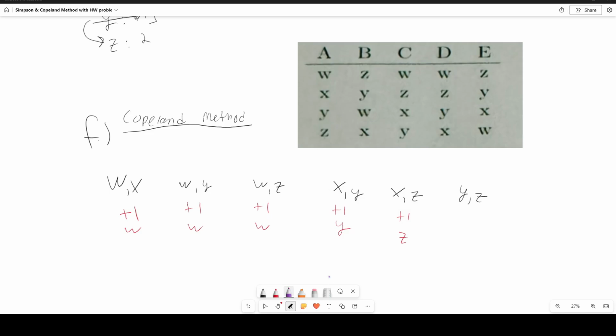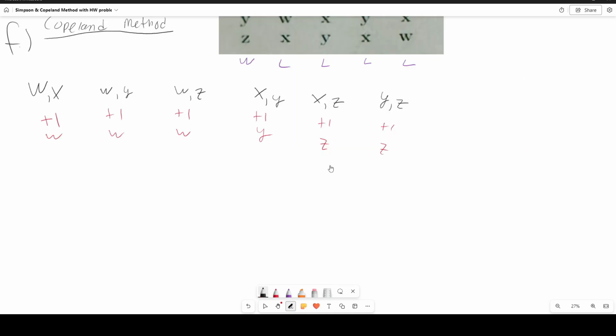For Y in column A, it's a win. For Y in column B, it's a loss. For Y in column C, it's a loss. For Y in column D, it's a loss. And for Y in column E, it's a loss. So Z wins under this, and therefore it is a +1 for Z.